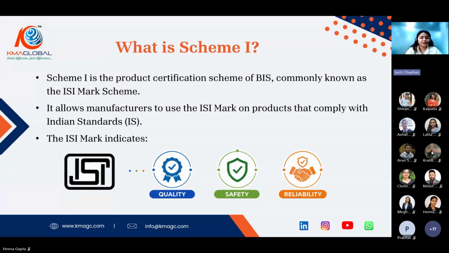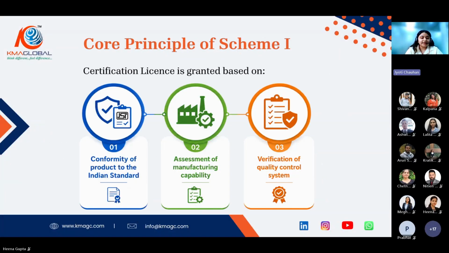Next, we have certification is granted based on conformity of the product to the applicable Indian standard. Second, assessment of manufacturing capabilities. And third is verification of the quality control system. So based on these assessments, BIS grants the license.